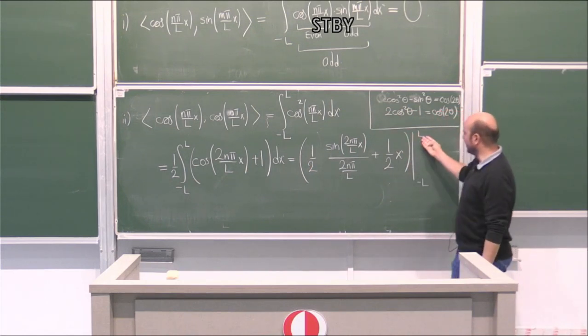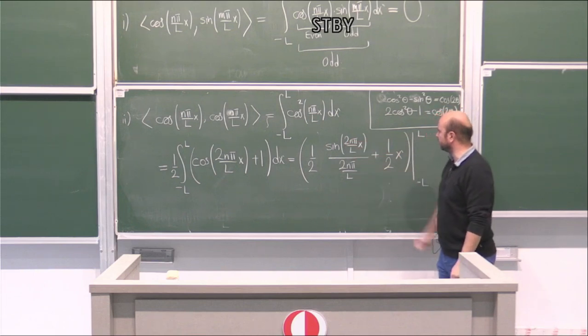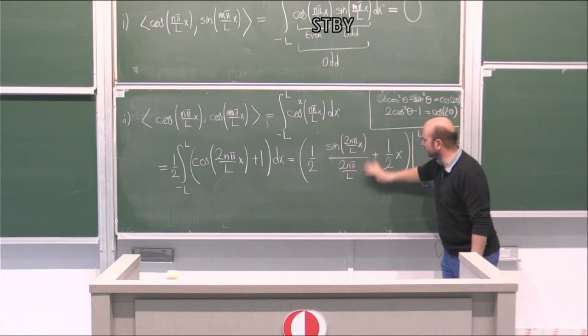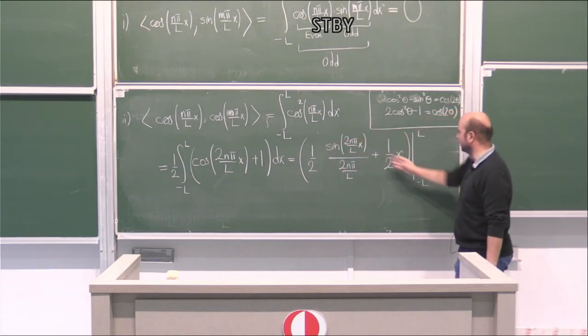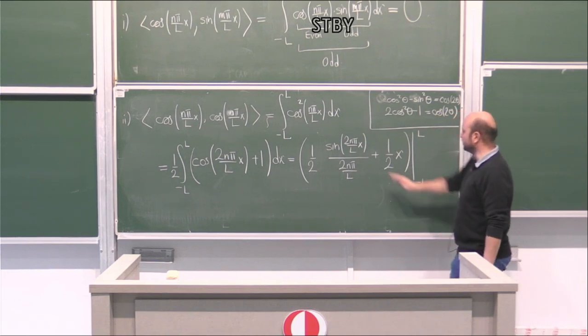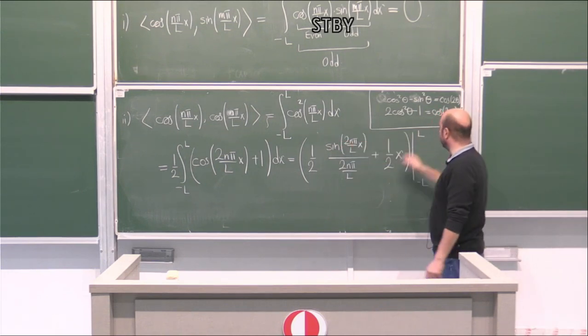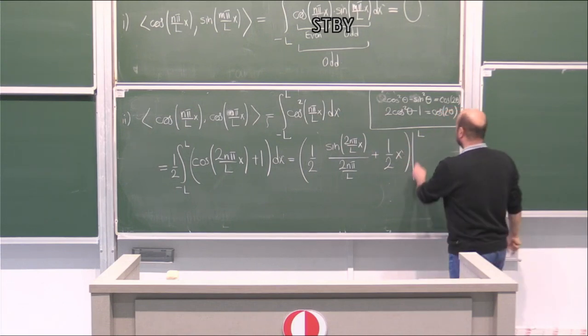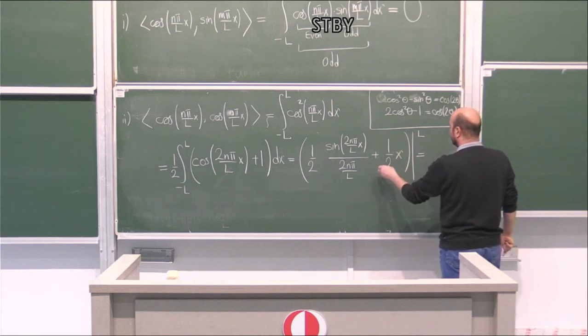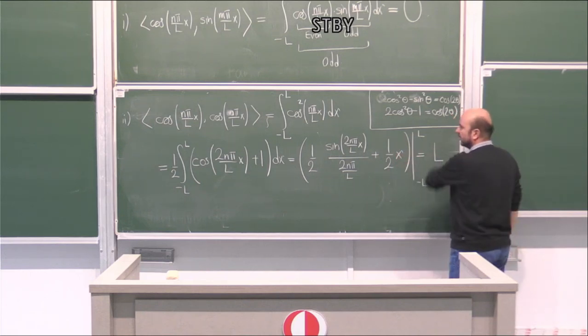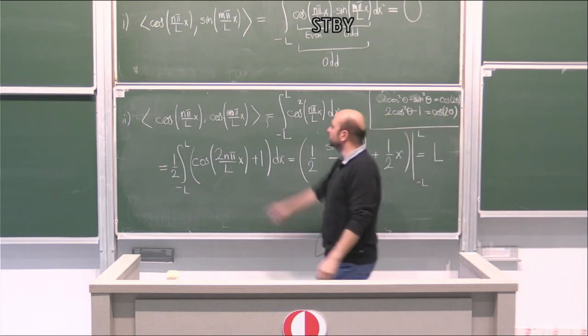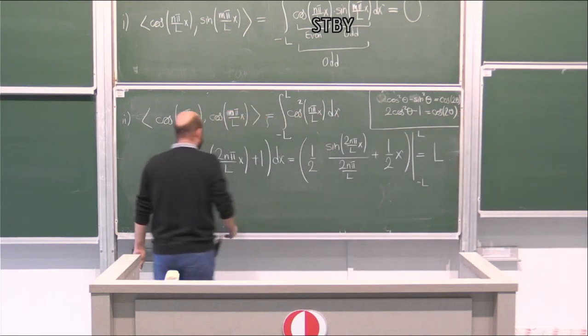Similarly, if I plug in L here, I get a multiple of pi, so I will not get anything here. It will be 0. For minus L, it's true. So this part will not contribute anything. If I put L here, I get L over 2. If I put minus L, I get minus L over 2. If I subtract them, then I get L. So this is what I get.